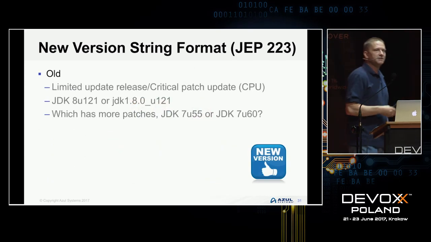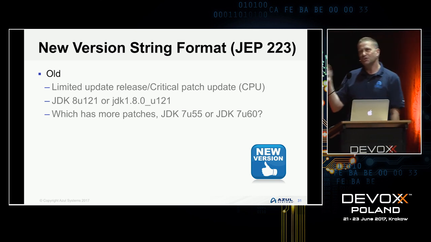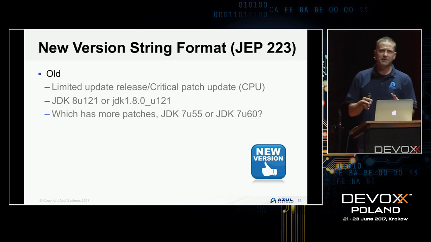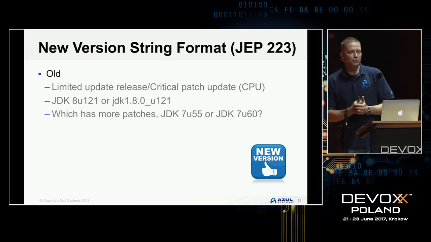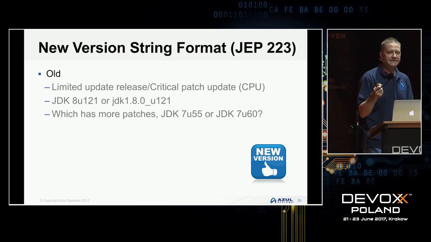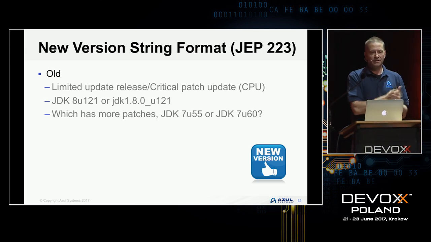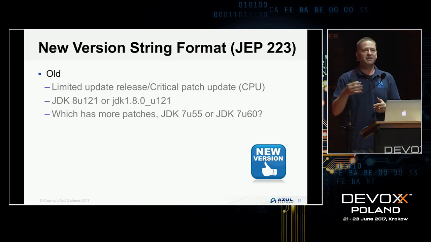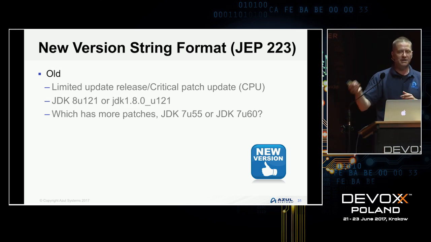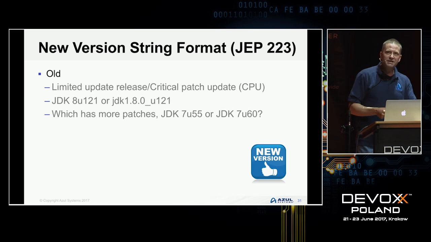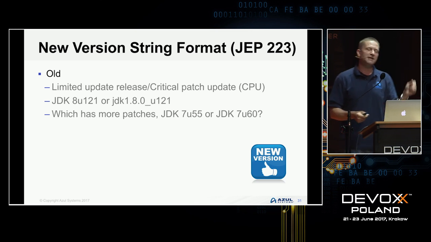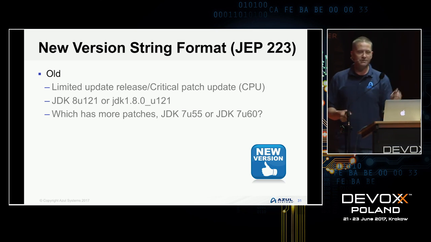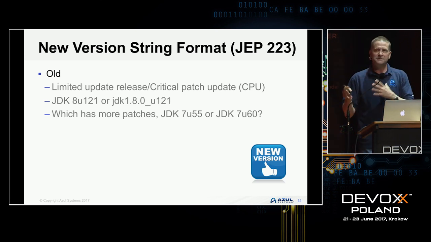Version string format. This has changed because the version string format in Java up until now has been, let's say, a little bit confusing. We've had limited update releases, we've had critical patch updates, and then we have things like JDK 8 u121. So, okay, that's JDK 8 update 121. But if you look at the JDK itself, you'll find that buried in there it's actually JDK 1.8.0_u121. And so it gets a bit confusing.